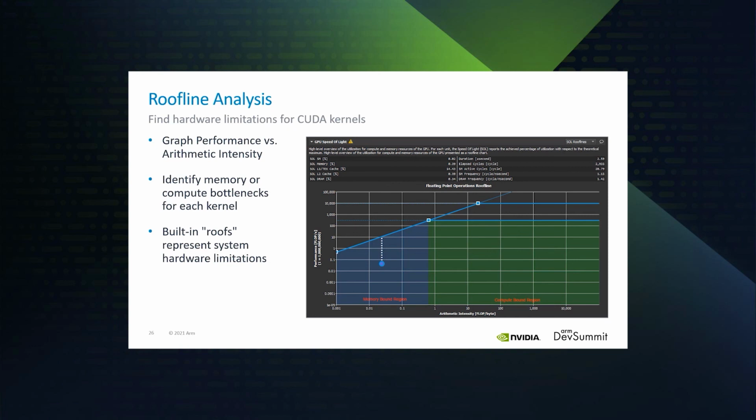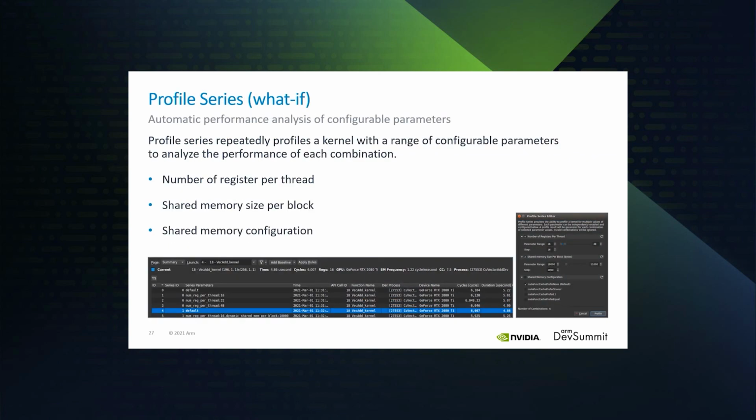Based on this information and some known information about the platform, Nsight Compute can calculate whether your kernel is bumping up against hardware limitations from the specific physical limitations of the chip you're running on, or whether there's more room for improvement in the algorithm before you bump into one of these roofs. The built-in roofs represent the system hardware limitations, and the visual representation lets you see how close you're getting to those.